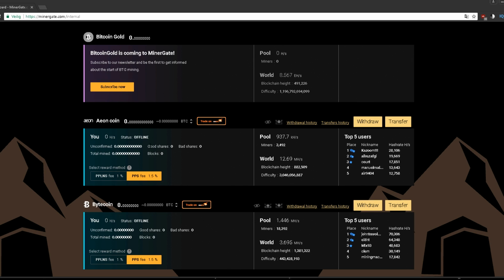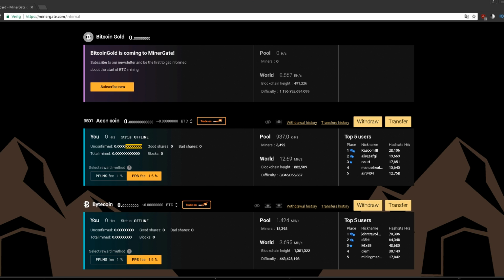Very important is to check those good shares. If good shares keep changing, you are mining. If they're not, you're not mining. So this is the first thing you want to look at always in the dashboard. Am I getting good shares? If you're getting good shares, it's gonna go to unconfirmed. So step 1, check good shares.